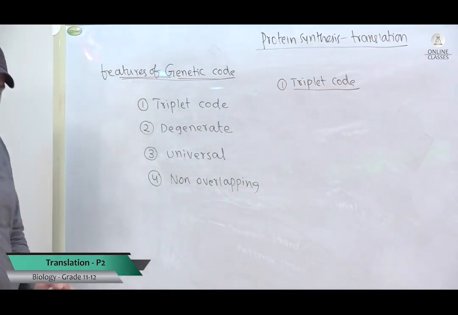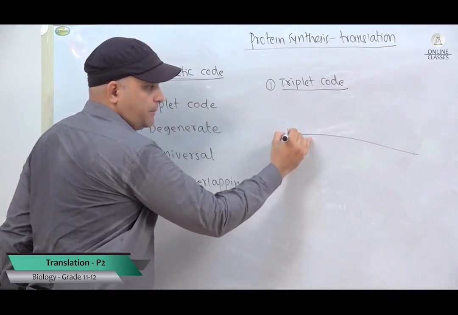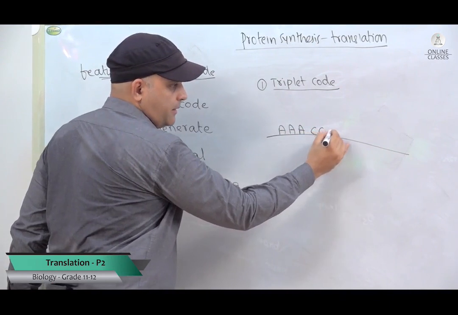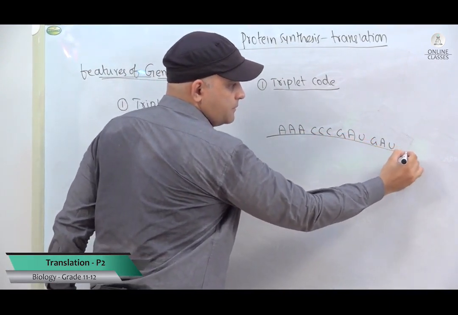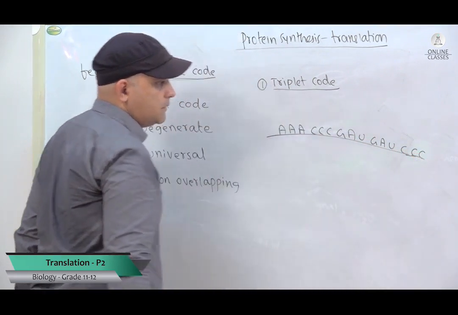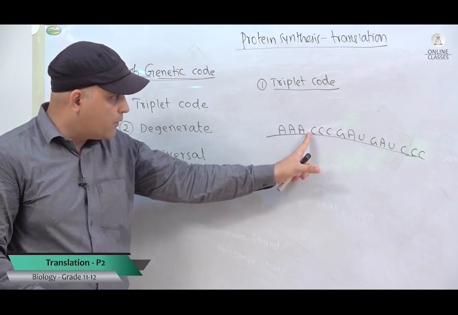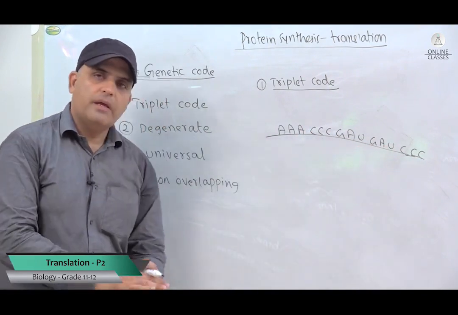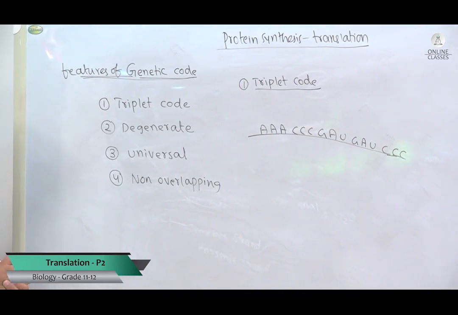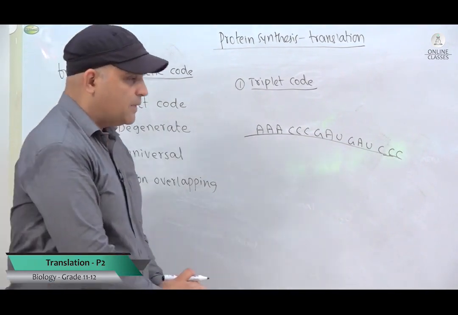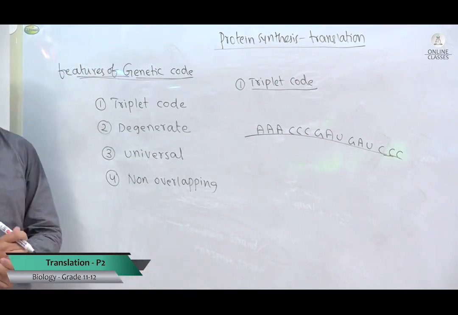A triplet code means 3 nitrogen bases on mRNA or on the DNA code for an amino acid. So if I show a piece of mRNA here, it will be coding for 1, 2, 3, 4, 5 amino acids, not more than that. You might ask a question, why is our code a triplet code? I have to explain you with a very simple example here.